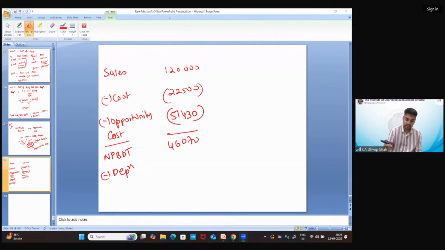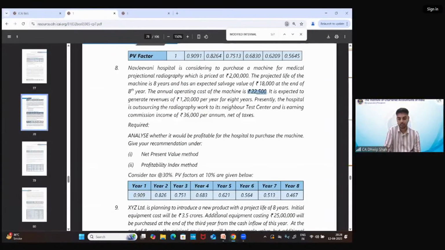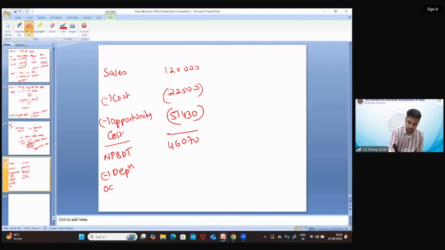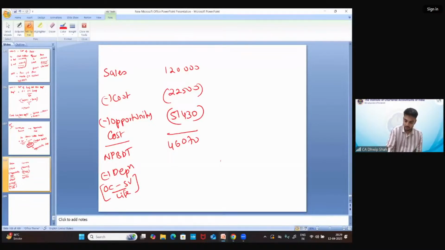हाँ, 428, 429 चलेगा, 430 राउंड ऑफ कर दिया मैंने. Is the method of depreciation anywhere given in the question? So in absence of information, you have to follow SLM. So can I say my depreciation amount would be original cost less salvage divided by life? Yes or no? My original cost of machine is 2 lakh. Salvage is 18,000, divided by 8. 2 lakh less 18,000 salvage, divided by 8. कितना आ रहा है depreciation? 22,750.